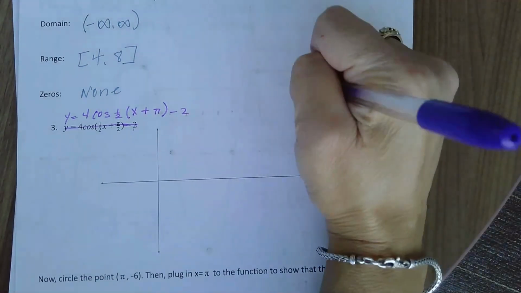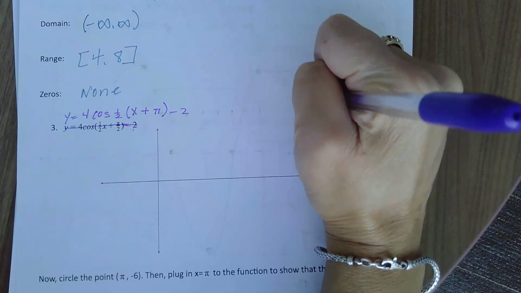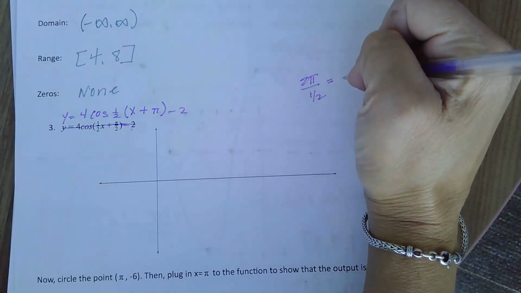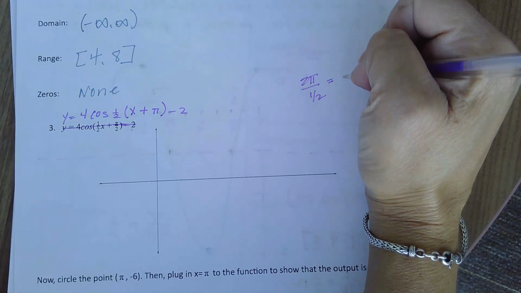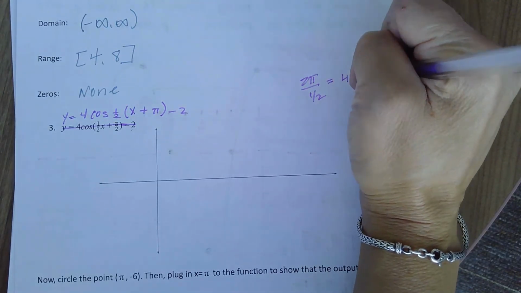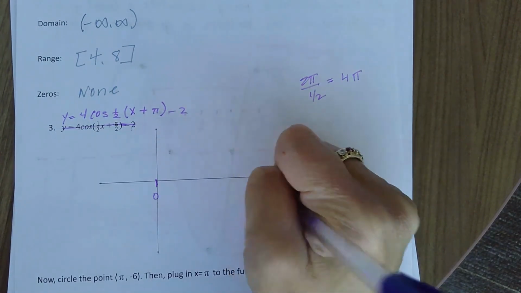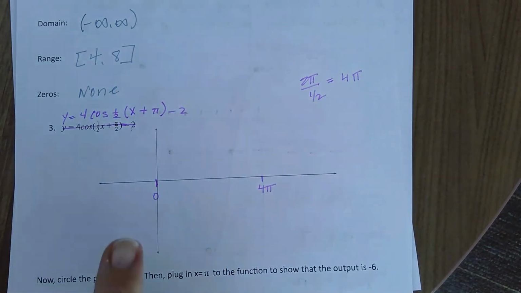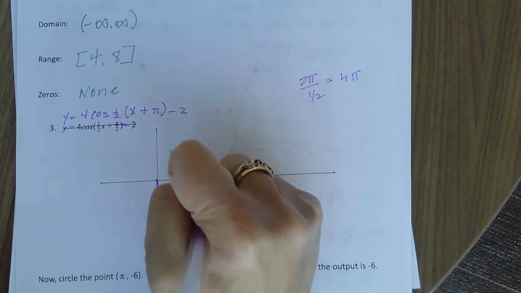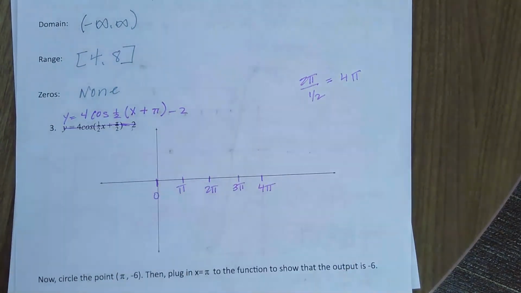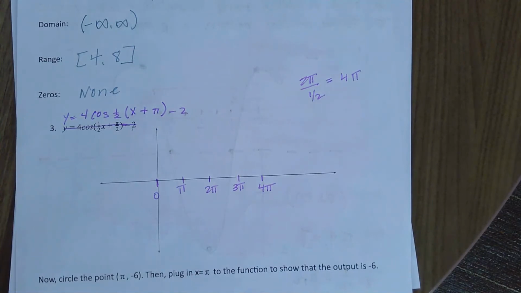All right, on the side here, I'm going to do 2 pi over b. So 2 pi divided by 1/2, which is the same thing as multiplying by 2. So that means I have a period of 4 pi. Use that to label your axis. Pick some distance. Let's go halfway, then quarter, and quarter. Okay, let's graph our midline, which is at -2.